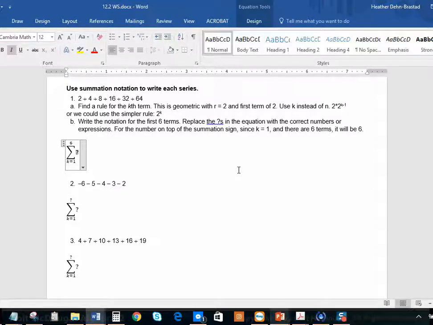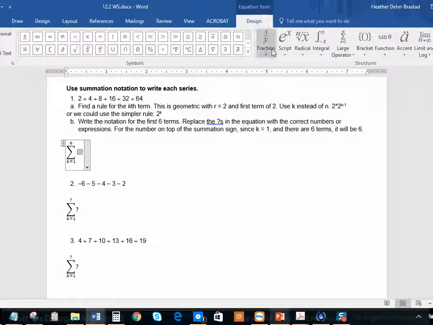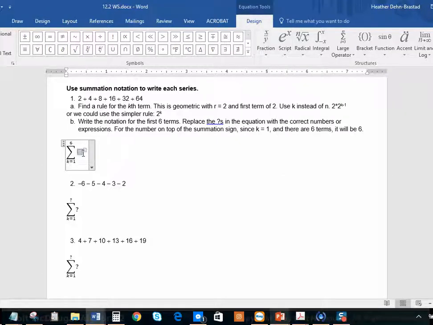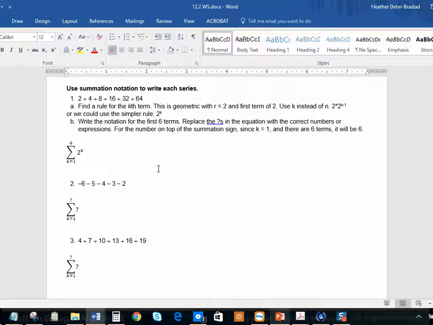This rule that we decided the simplest rule would be 2 to the... Now, I don't have a power button here, but I can use this, and that would be to the k. Or I can... This is already an equation. I can click up here to design, and I want to do the exponent part. So I could go 2 and then click on that little box and edit it to k. And that's it. And so you're clicking on these little question marks.